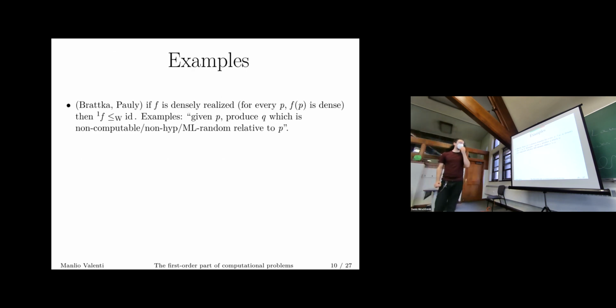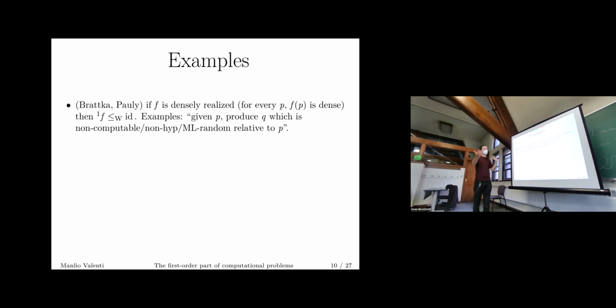Okay, now let's list a few examples of first order part and see how it works. The first order part is relatively new as an operator. However, in the literature, you can rephrase all the results in terms of first order part because it implicitly characterizes them. So one very easy example is the case where f is densely realized. Densely realized just means that for every p, the set of solutions f of p is dense.